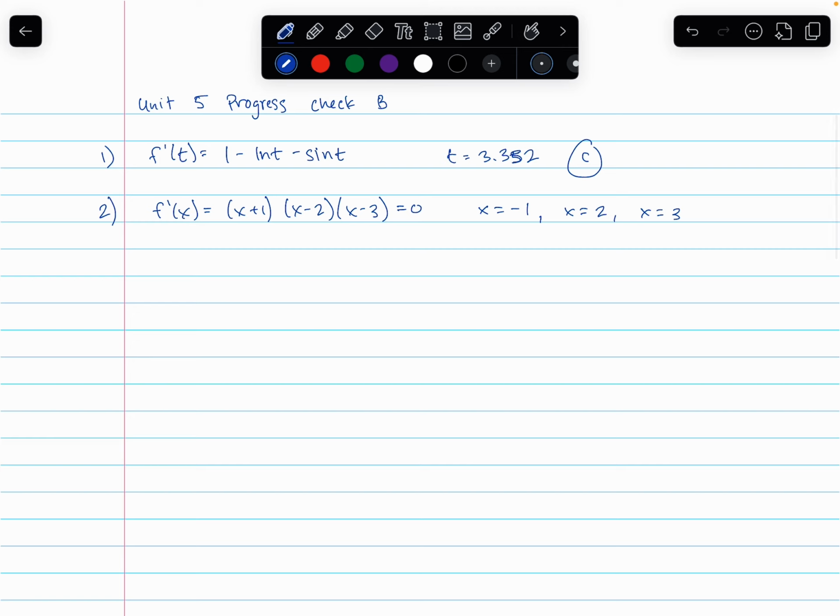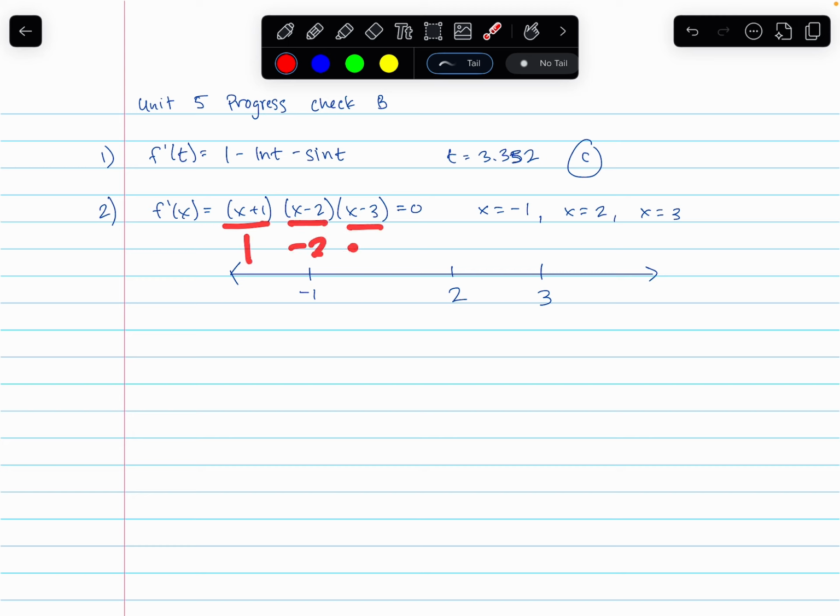So using the first derivative test, we're going to make a quick number line here. So we got negative 1, we've got 2, and we've got 3. Not to scale in any way, but we're going to test values in between. I like to test 0 because that's an easy one. If I plug in 0, that's going to become 1, negative 2, negative 3, and all of that multiplied together is going to be positive. So f prime is going to be positive here.